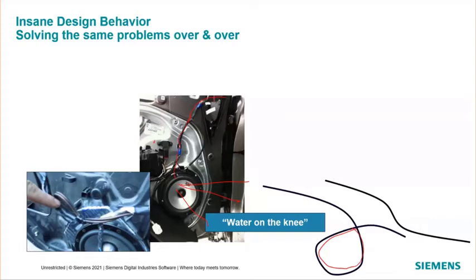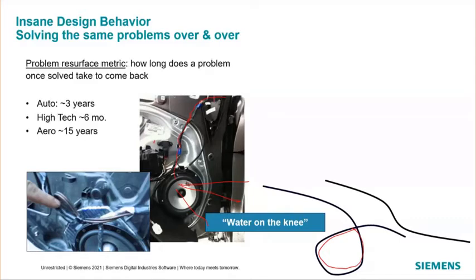This got us thinking, I wonder how long a problem, once solved, takes to come back in other industries? In our analysis, we found that it takes about 3 years in auto, which makes sense because that's about how long a lot of projects seem to be. High tech is running about 6 months. And then, of course, aero, because your projects are longer, about 15 years. So what we're talking about here is the type of insane behavior that's going on in organizations.